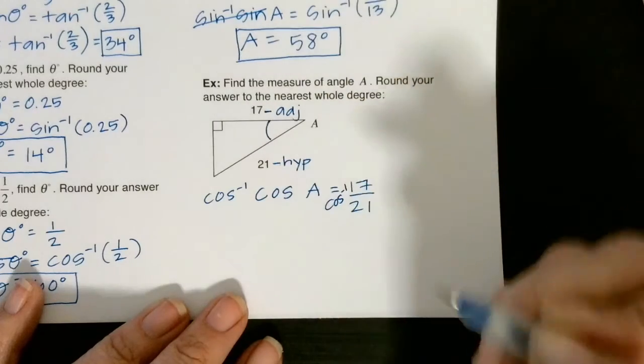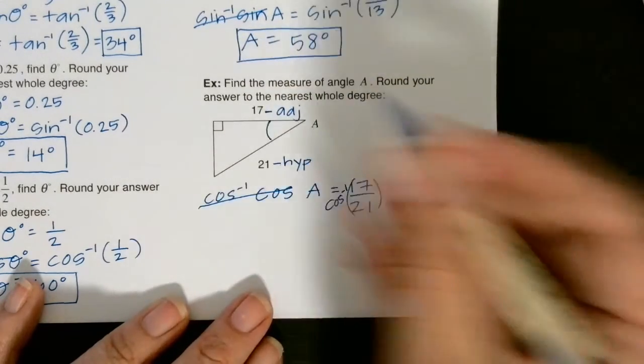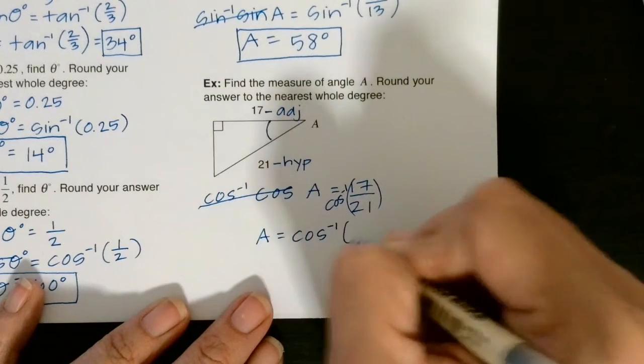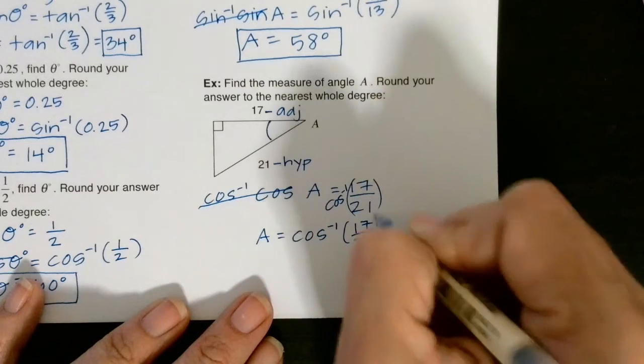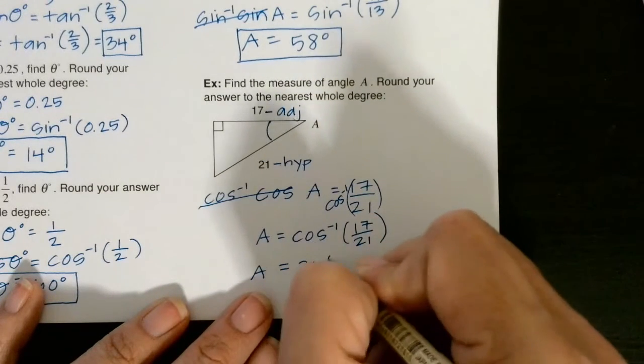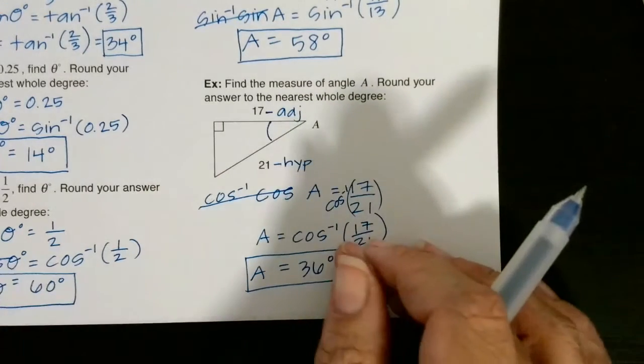Oh, look at that, cheater way, right? Just writing it in there. It's kind of like when you divide by 2 on both sides, so it's not really that bad. This is what it comes down to. So A equals 36 degrees after you punch it into your calculator.